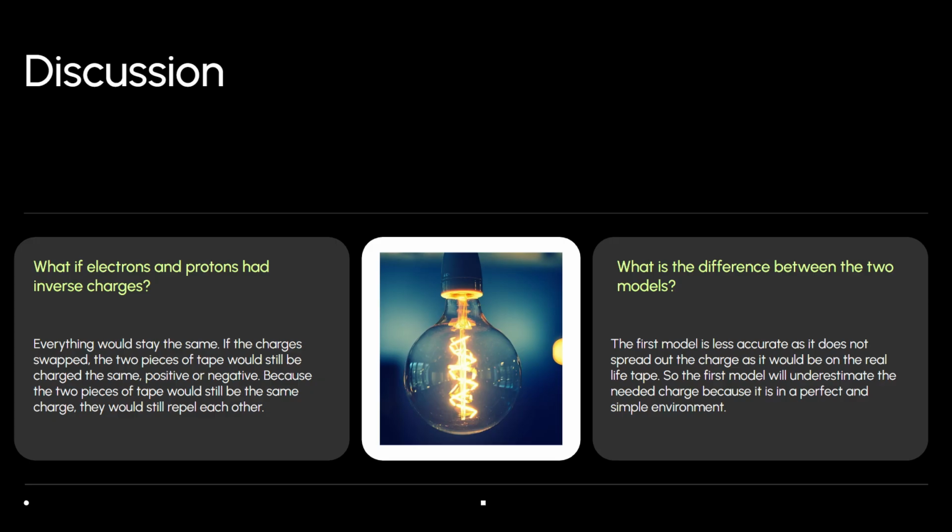And what is the difference between the two models? The first model is a little less accurate because it's kind of like a perfect situation where you have just 2 point charges, as opposed to the charge being spread along the piece of tape like we saw in the second model. So the first model is going to underestimate the needed charge because it's perfect and there's less distance between each of the charges.